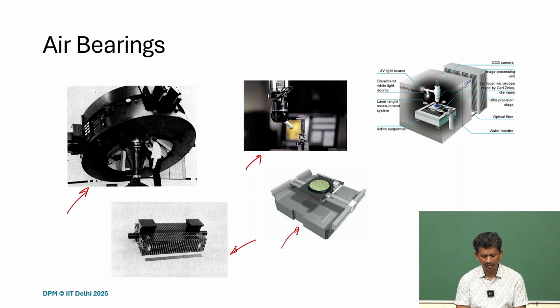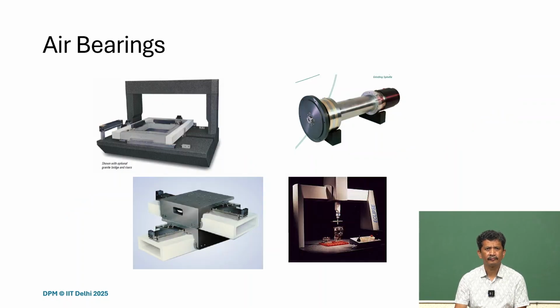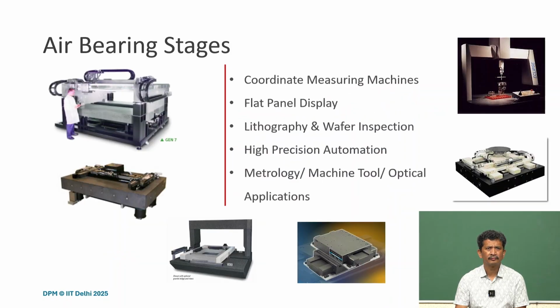And these days any kind of CMM machines you see, or for the semiconductor industry, for wafer handling, for any kind of precision application, air bearings are a must. So the stages we can talk about are the gantry type, the XY stages, the coordinate measuring machines, CMM machines we have, the spindles, they are all on air bearings.